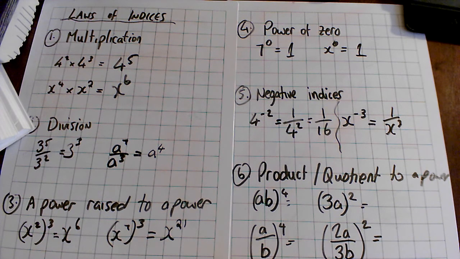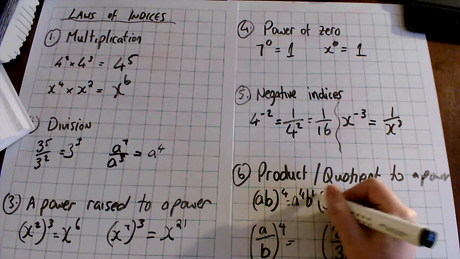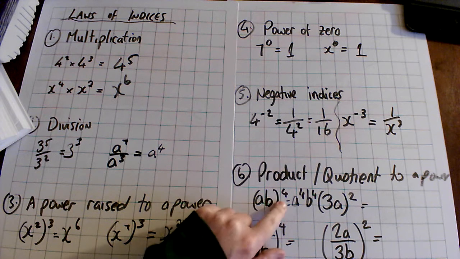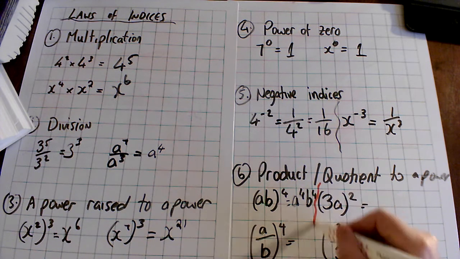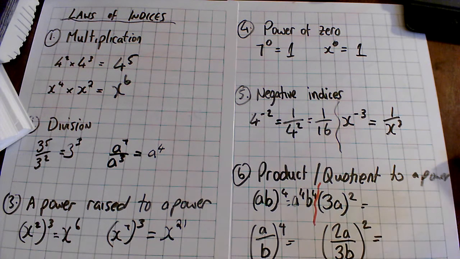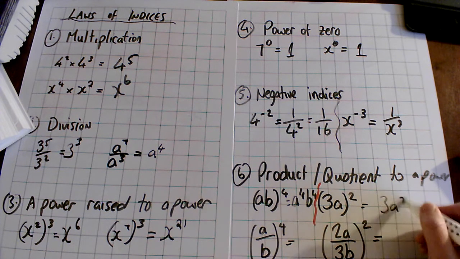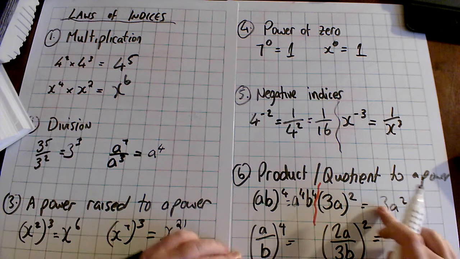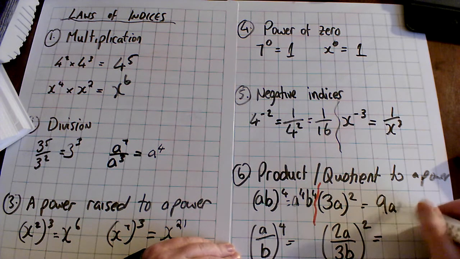And a product, so this is a times b raised to the power of 4. Each of them gets raised to the power, so it's going to be a to the 4 and b to the 4. Not just a, b to 4. Both of them, it goes to both of them. And I'll just put a line in between these two. This is not just, the answer here is not just 3a squared. It's not just the a that gets squared, it's the first part as well. So 3 squared is 9 and a squared is a squared.